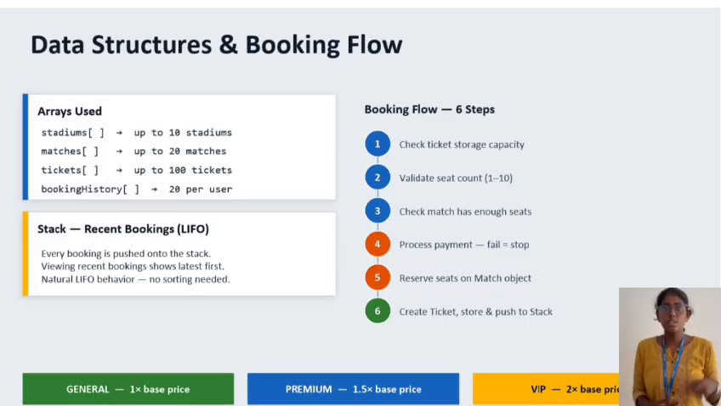We use two main data structures, arrays and a stack. Arrays are used everywhere. Stadium arrays hold up to 10 stadiums, and match arrays hold up to 20 matches. The ticket array in booking service holds up to 100 tickets, and each user has a booking history of size 20. We manually track a count variable alongside each array, for example stadium count, match count, ticket count. This is intentional. We wanted to practice array management without relying on ArrayList.